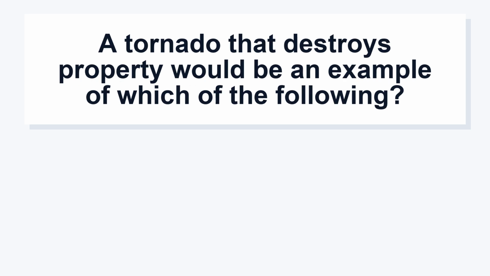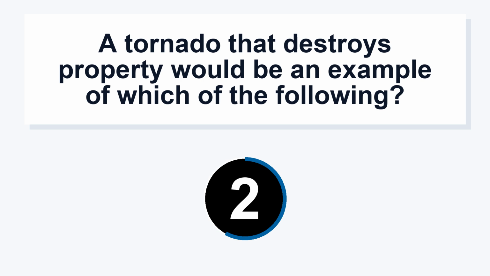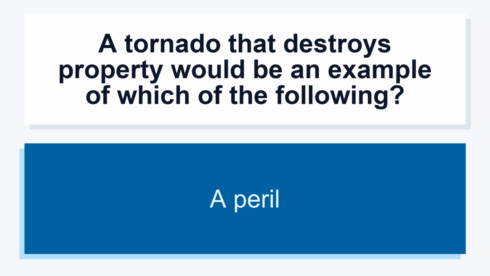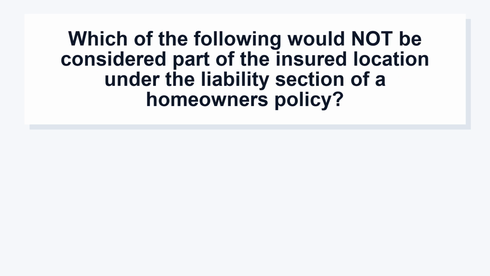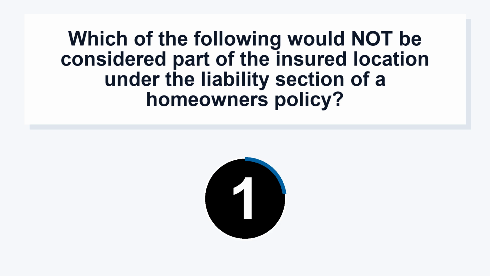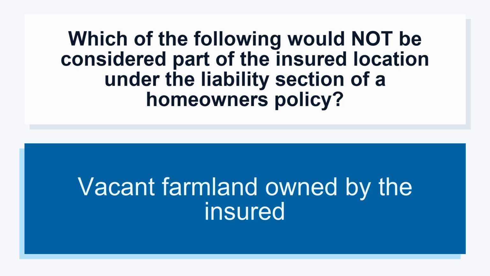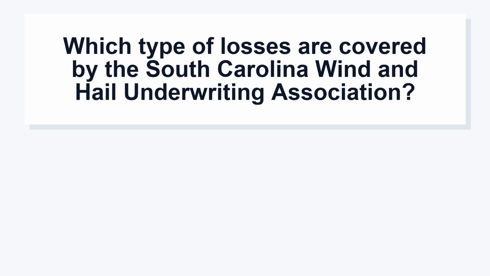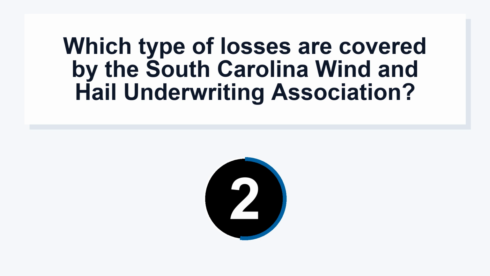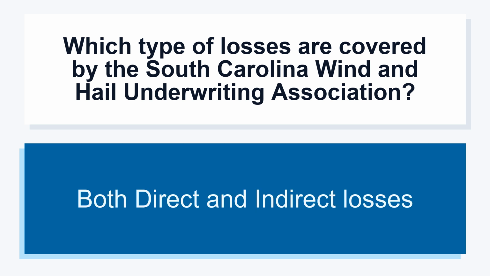A tornado that destroys property would be an example of which of the following? A peril. Which of the following would not be considered part of the insured location under the liability section of a homeowner's policy? Vacant farmland owned by the insured. Which type of losses are covered by the South Carolina Wind and Hail Underwriting Association? Both direct and indirect losses.